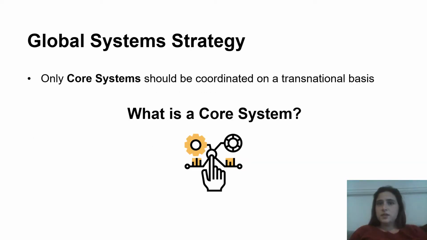So, what is needed to develop a global system? First, consider that not all systems should be coordinated on a transnational basis. Only some core systems are truly worth sharing from a cost or feasibility point of view. Other systems should be partially coordinated because they share key elements, but they do not have to be totally common across national boundaries. But what is a core system? Core systems support functions that are absolutely critical to the organization.